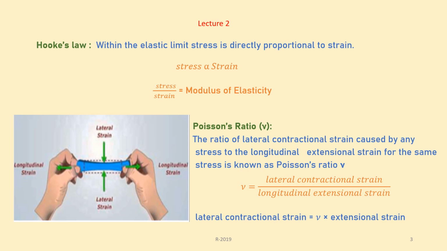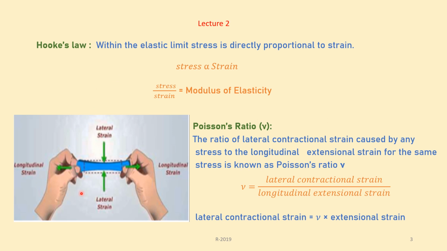Another important definition before I proceed to the subject is Poisson's ratio, notated as nu. The ratio of the lateral contractional strain caused by any stress to the longitudinal extensional strain for the same stress is known as Poisson's ratio, nu.